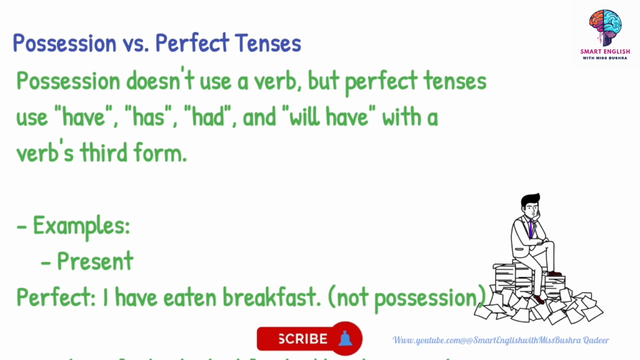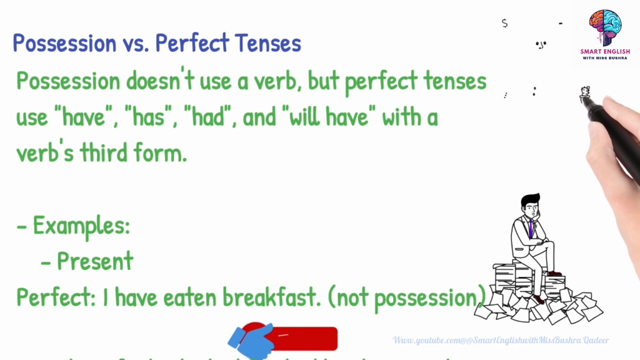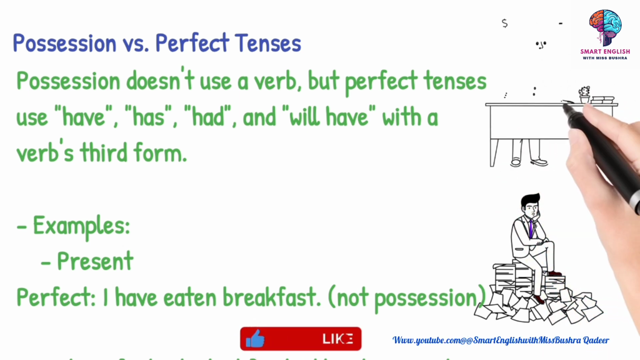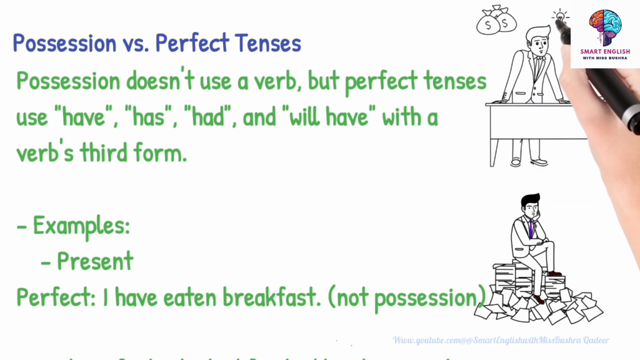In the perfect tense, for present perfect, we use have and has: I have done my work, I have completed, I have finished. For past, I use had: I had finished, I had completed, she had completed, they had submitted. For future, I use will have.